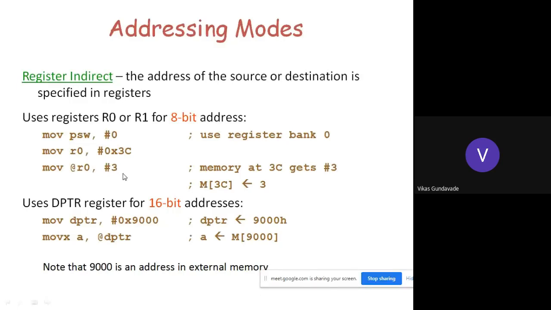Okay, is it clear to everyone? So see here in this instruction, 3C is the address location of memory. That memory is pointed by register R0 by putting the value 3C into R0, and then this R0 will be treated as the pointer, and the immediate value is transferred to the 3C through pointer R0.